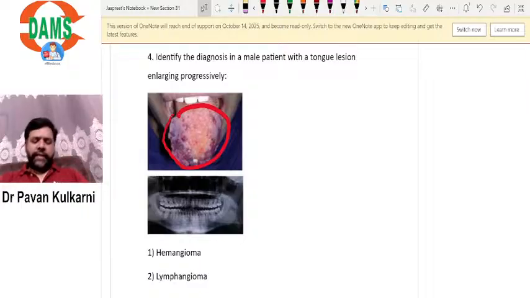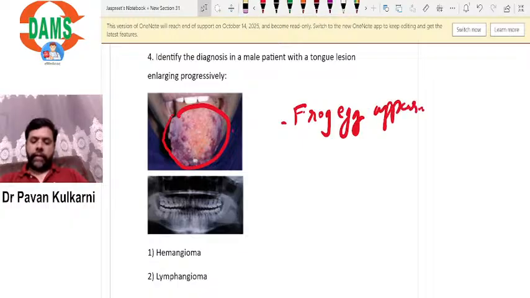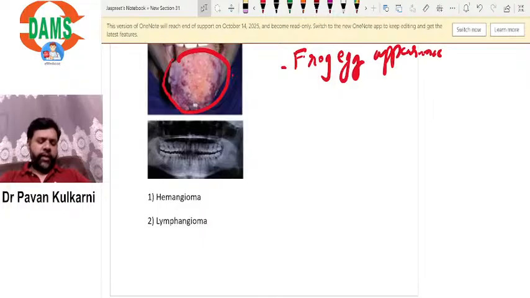Typically this gives rise to something called the frog egg appearance. Frog egg appearance is typical of lymphangioma, where the tongue is enlarged. You can see multiple small fluid filled blisters. If you see the radiograph, there is no clue here. The radiograph is totally normal. So this is a typical case of lymphangioma.